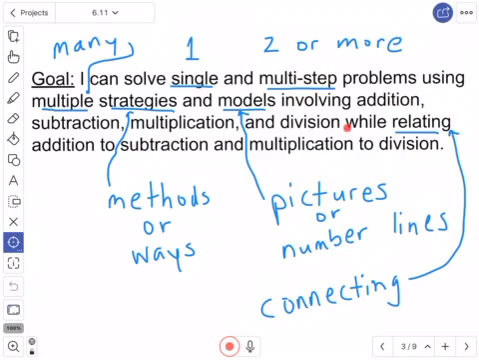And that whole time we are also relating or connecting addition to subtraction and multiplication to division. Sometimes that's one of my strategies. Even if it's a division problem, sometimes I'll solve it as a multiplication. Sometimes if it's subtraction, I've been solving it as an addition, just to show that connection between the two.